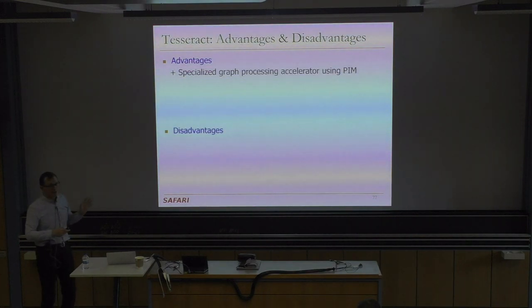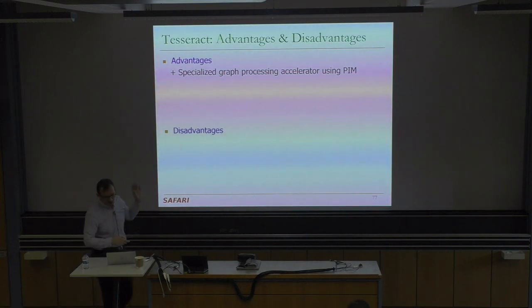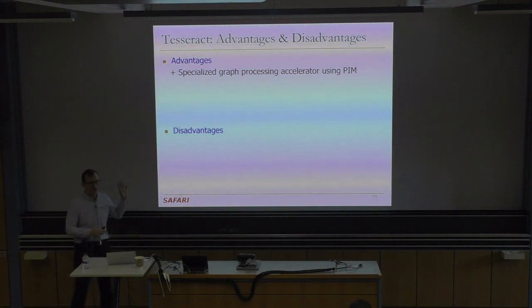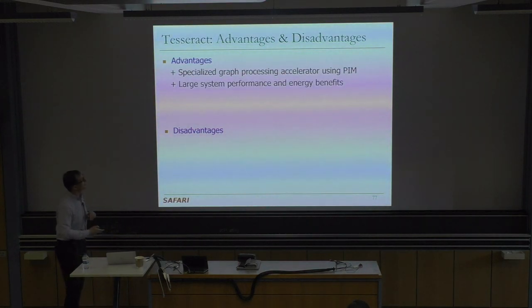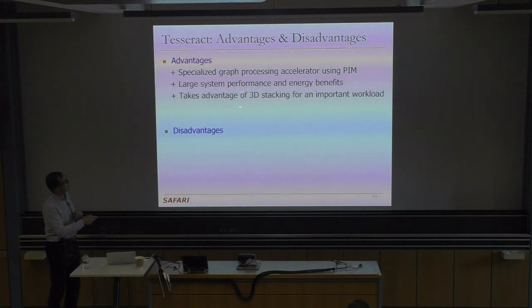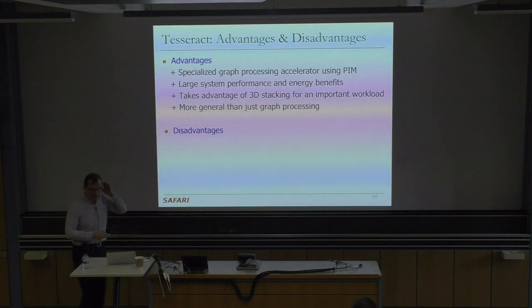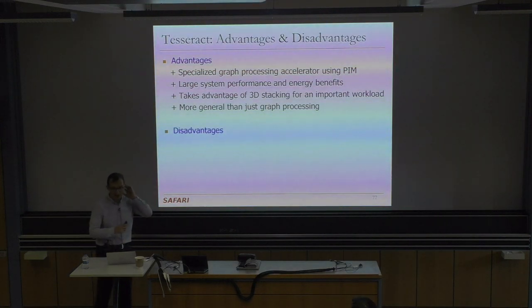Clearly, this is, as far as I know, the first specialized graph processing accelerator using processing in memory. I call it specialized, but the specialized part of it is really in prefetching. I think this is really applicable to any kind of workload. Like machine learning could benefit from this as well because you have simple in-order cores. You can replace the in-order cores with accelerators. And you get large system performance and energy benefits. And it takes advantage of 3D stacking for an important workload in this case. And as I said, it's more general than just graph processing, except we didn't evaluate it.